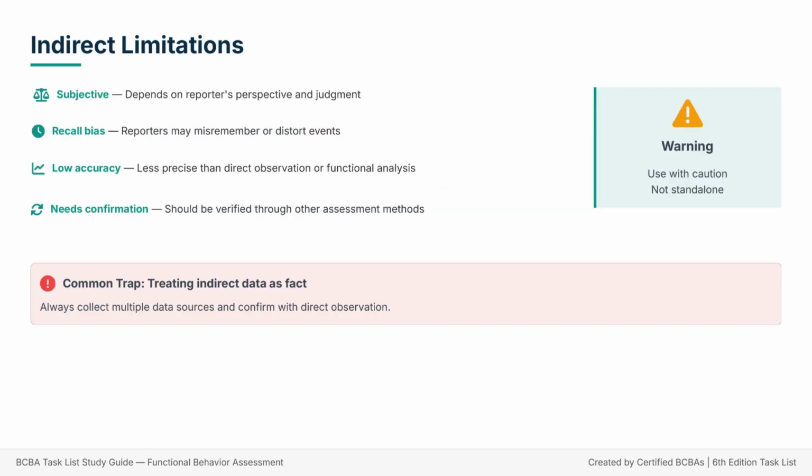The biggest limitation of indirect FBA is that it is subjective and potentially biased. People may misremember events, interpret behavior differently, or miss important variables. So indirect data is considered low-confidence evidence. A very common exam trap is treating indirect information as if it proves function. It does not. It must always be followed by direct observation or experimental analysis.